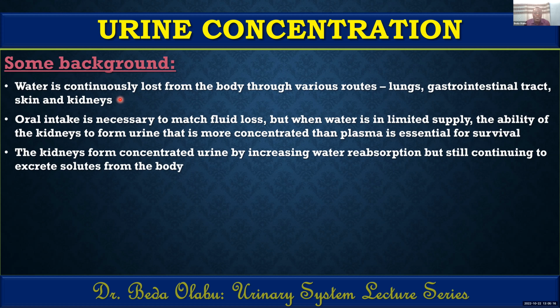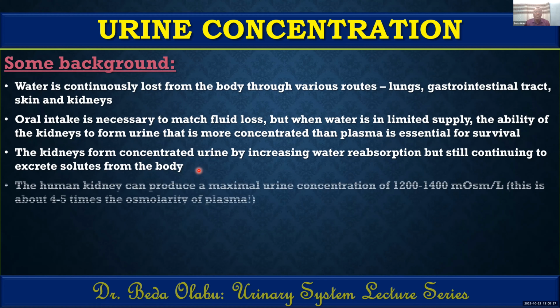So the kidneys form concentrated urine basically by reabsorbing water. You know that we have glomerular filtration, then a lot of water is reabsorbed. So what comes out will be little water with a lot of solids. It's the mechanism of water conservation. So urine concentration is a mechanism of water conservation.